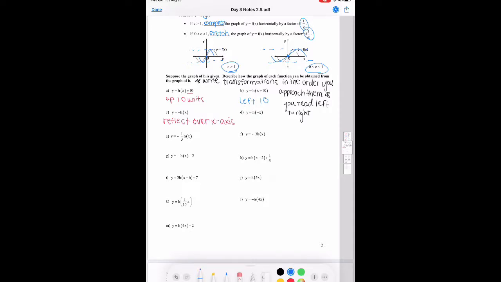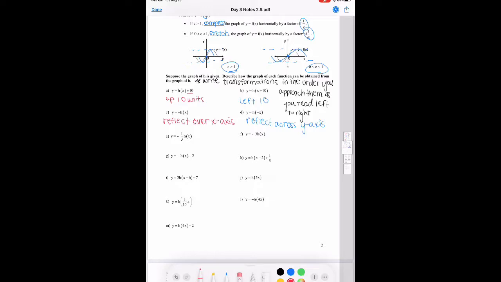All right, D, same thing, but now the negative's on the inside, so that means we're reflecting in the horizontal direction. So if we're flipping over left and right, that means we are reflecting over or across the Y-axis.